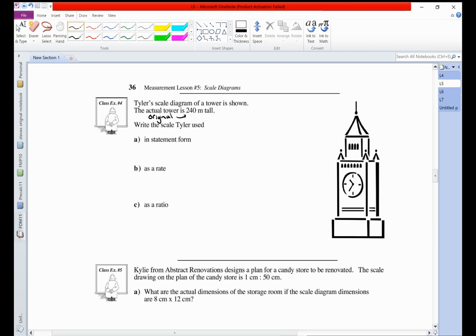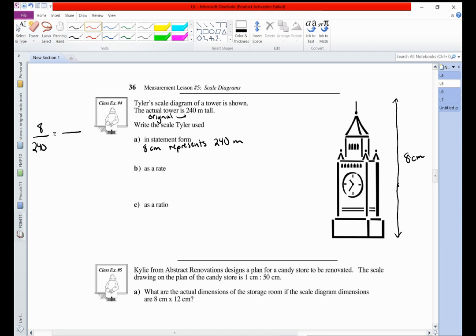Okay, so, well, let's have a look here. If we measure this from top to bottom, it's 8 centimeters in real life. So we can say 8 centimeters represents 240 meters. Sometimes it's nice to simplify that fraction, right? If we know 8 represents 240, can we reduce that fraction? What does 1 centimeter represent?